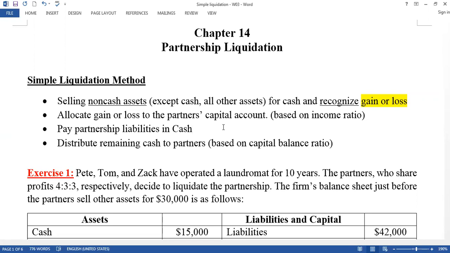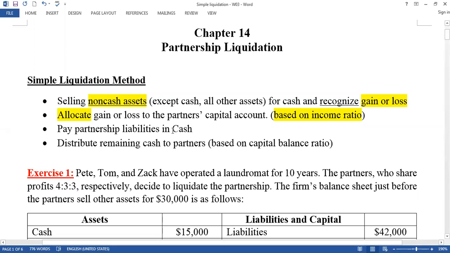You know this information. So first we sell our non-cash assets, and when we sell them, we have to immediately recognize the gain or loss. This gain or loss is allocated to the partners' capital accounts based on the income ratio. Based on the income ratio means when we form the business, we already know what my percentage of the profit is and what your percentage of the profit is. So based on this income ratio, we allocate our gain or losses.